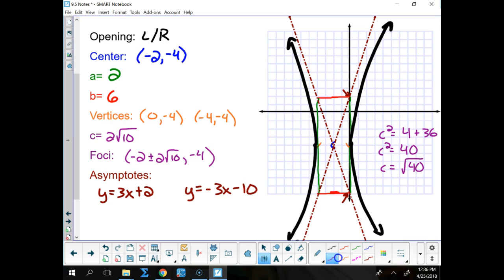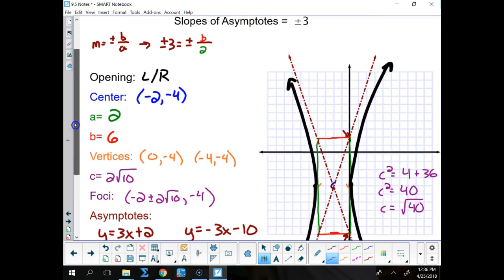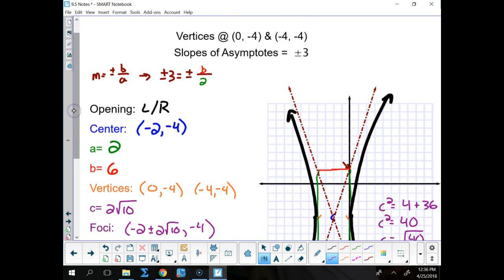Right? I'm just forgetting one thing. The equation. Okay? So, what is the equation? So (x plus 2) quantity squared over, what did you say? 4. We have to do it in unison. Minus (y plus 4) quantity squared over 36 equals 1. We did it.